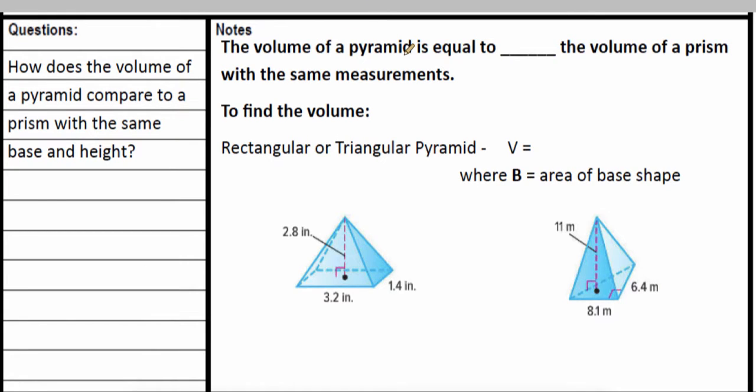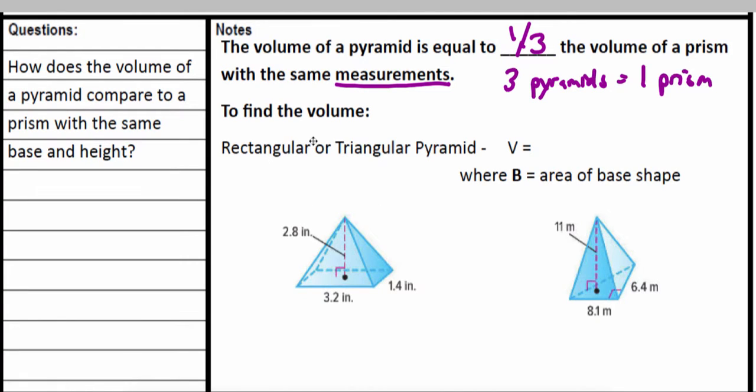The volume of a pyramid is equal to 1/3 the volume of a prism with the same measurements. So basically think of it as the same base, the same height, the same length, all the measurements are the same except one's a pyramid instead of a prism. It's basically going to be 1/3 the size. So it takes 3 pyramids to be equal to 1 prism with the same dimensions.